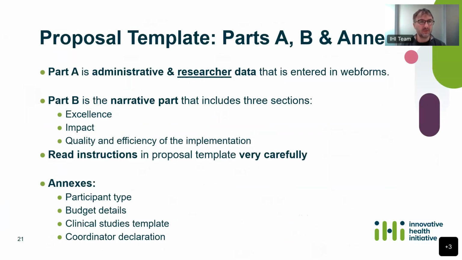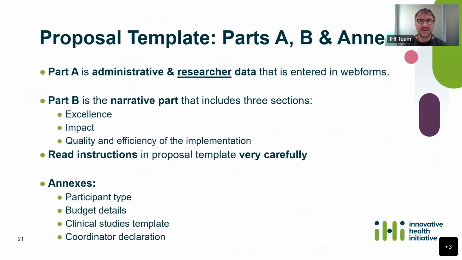But the bulk of your proposal will actually be in part B, which is the narrative part, and it is based on a Word document, and there is a template available. You will see that when you open a template, it is based on three main sections: excellence, impact, and implementation. There is a lot of guidance in this template, and our high recommendation to you is to read this guidance, read the instructions very carefully. This guidance has been well thought out. It is to help you write a proposal which meets the expectations of the evaluators during the evaluation.